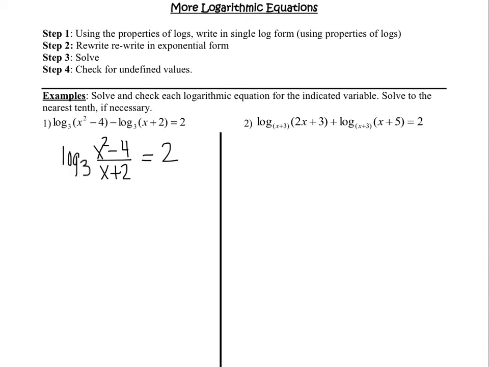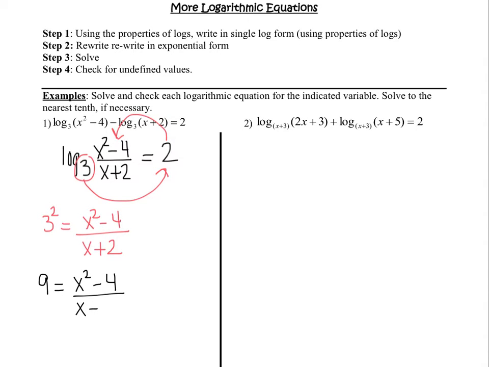So now that we have this in condensed log form, we can now rewrite it in exponential form. So we're going to circle the base, go up to the power, and come back down. So this would be 3 squared equals x squared minus 4 over x plus 2. On this left-hand side, we have that 3 squared equals 9. And we have x squared minus 4 over x plus 2. We can put this over 1, and we can cross multiply. So 1 times x squared minus 4 is just x squared minus 4. Now 9 times x plus 2, don't forget to distribute, is 9x plus 18.